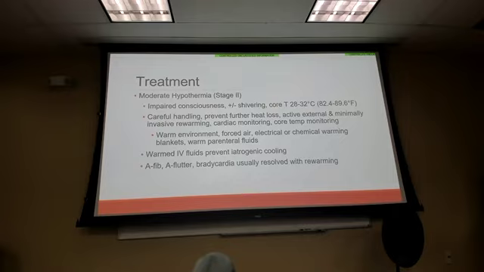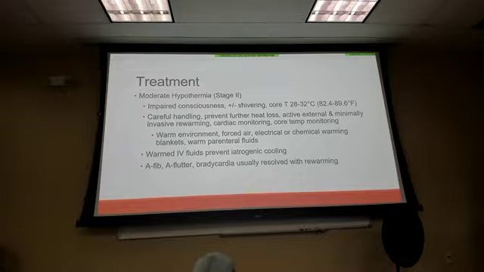And then moderate hypothermia, so stage 2, this is going to be below 90 but down to 82. And this is when they start to get impaired consciousness. They may or may not still be shivering. We just want to make sure we're carefully handling those patients because we can cause further dysrhythmias in them. And this is when we start to do our active rewarming, cardiac monitoring, and core temperature.